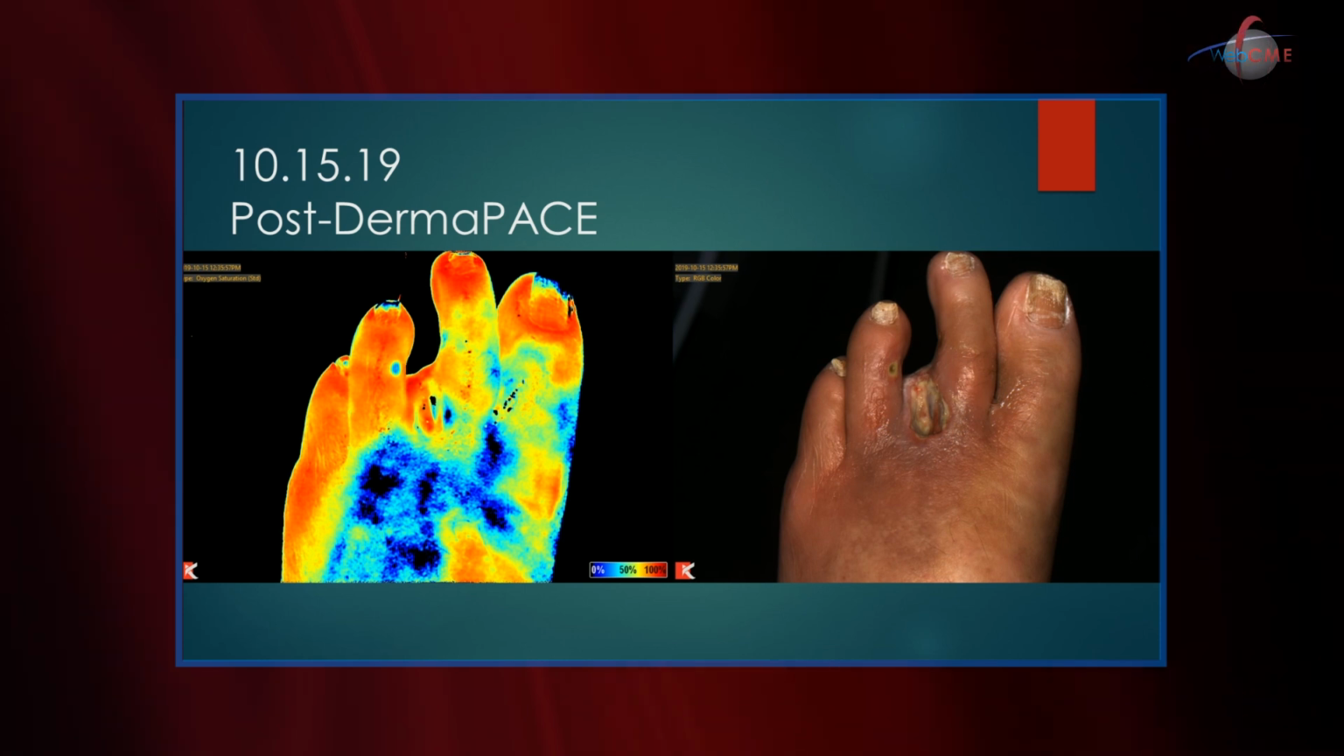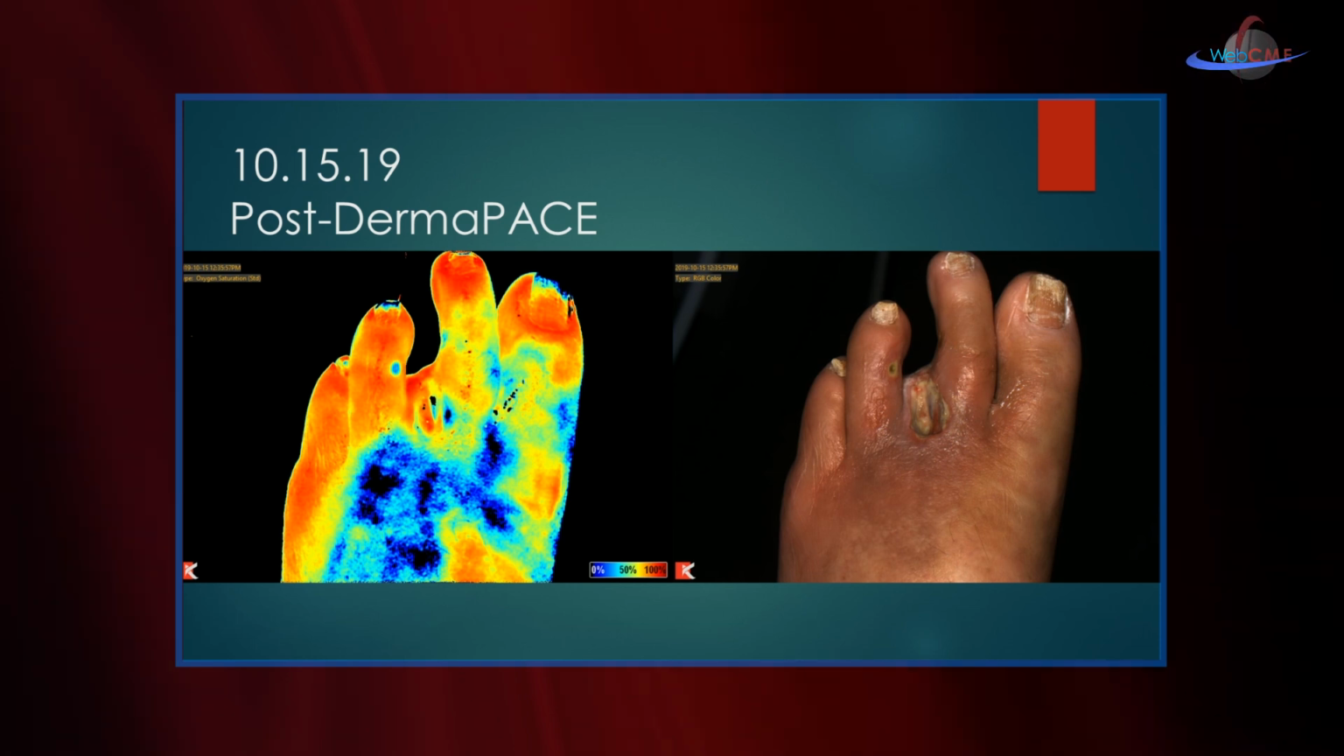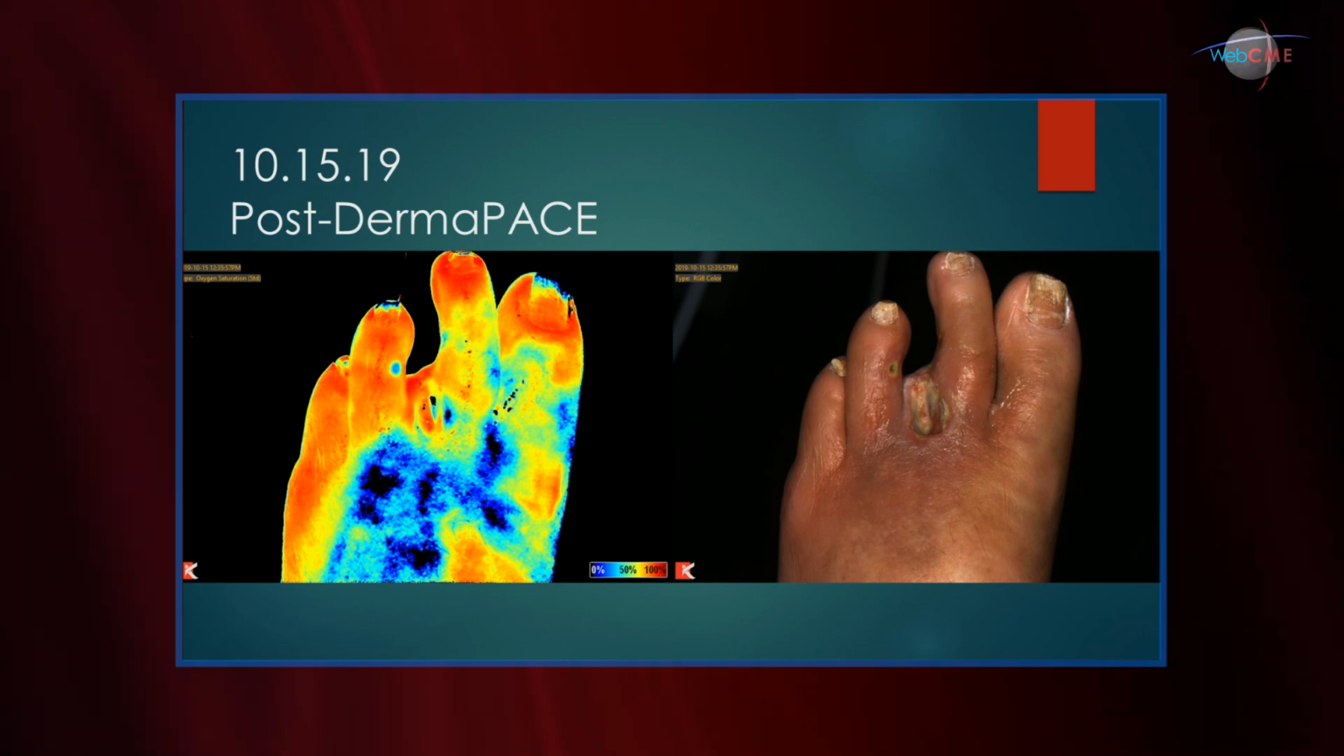Again, Jonathan, I would suggest to you that there's a profound difference following this DermaPACE therapy. Definitely. We're seeing a lot more tissue perfusion, and oxygenation, and correlating with the improvement in the color. Yes. Right, great. So can we get any better following DermaPACE and hyperbaric?